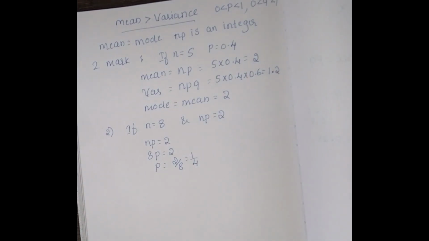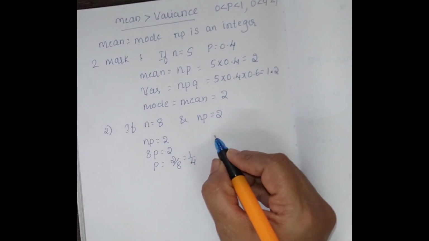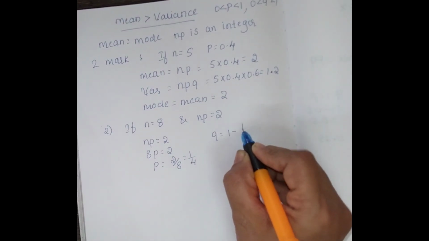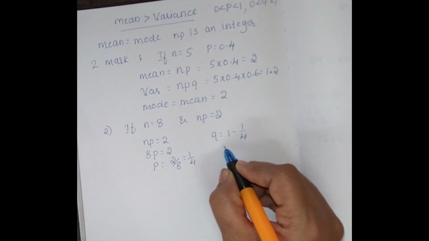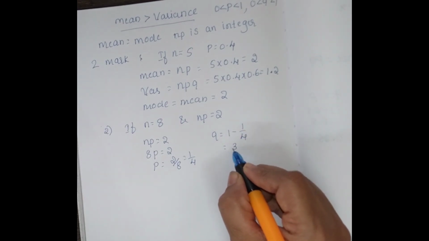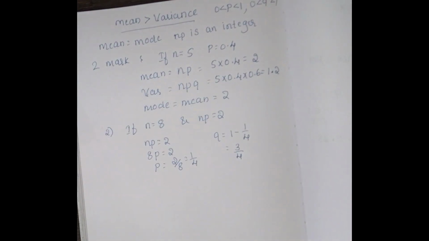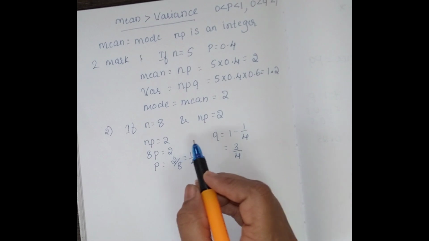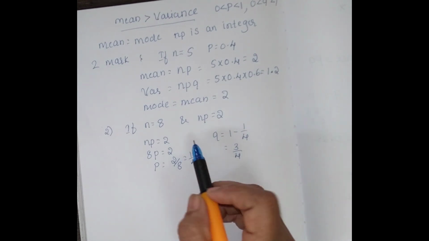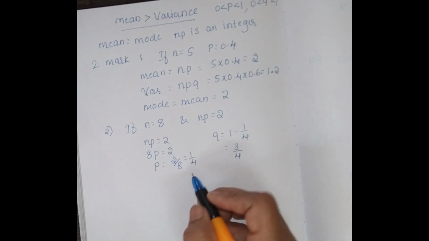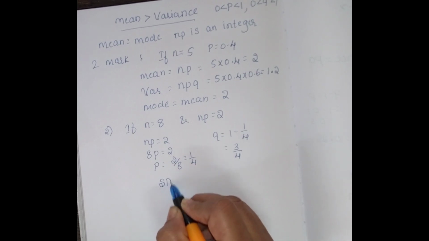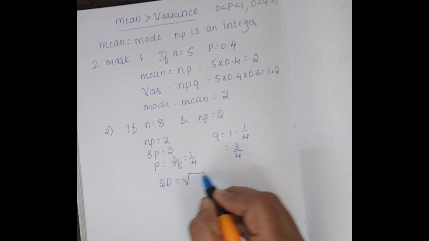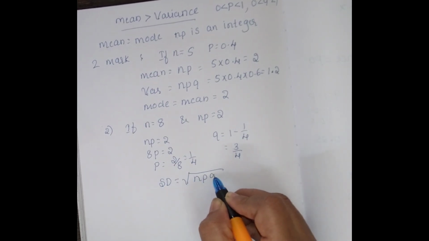1 by 4 is the p value. Then what is the q value? q is equal to 1 minus 1 by 4, that is 4 minus 1, that is 3 by 4, the q value. Then you have to calculate the standard deviation value. Standard deviation is equal to the square root of npq.